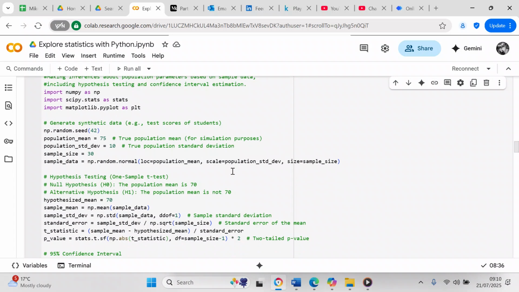It's a one-sample t-test. The null hypothesis is that the population mean is 70, and the alternate hypothesis is that the population mean is not 70. So the hypothesized mean equals 70. The sample mean equals np.mean, brackets, sample data. The sample standard deviation equals np.std, brackets, sample data, comma, ddof equals 1, and ddof is your delta degrees of freedom.